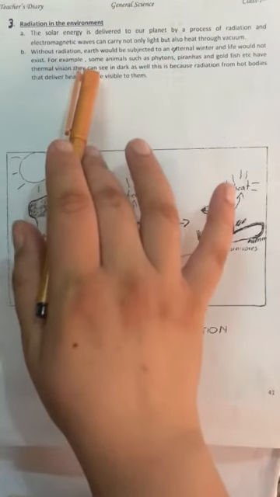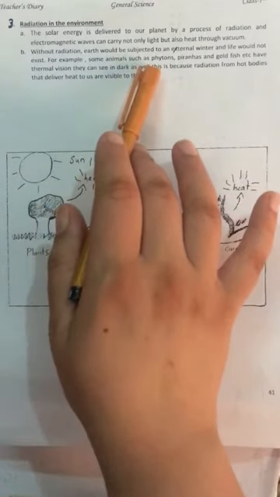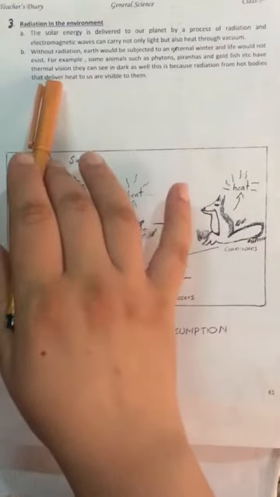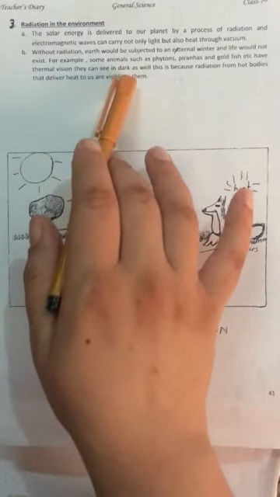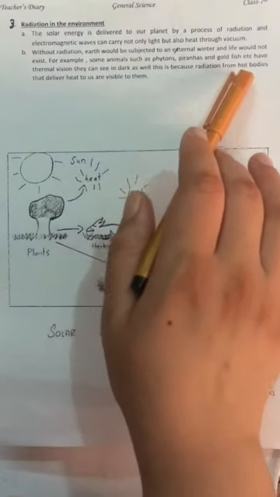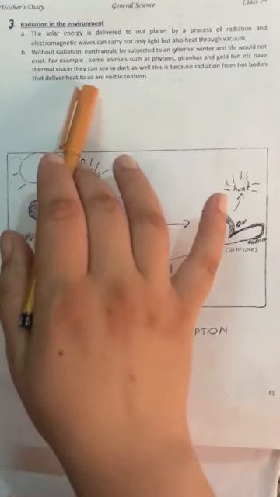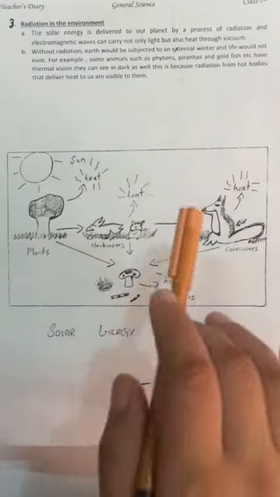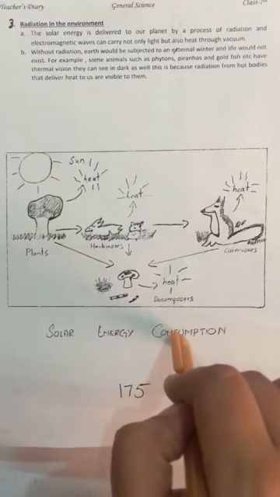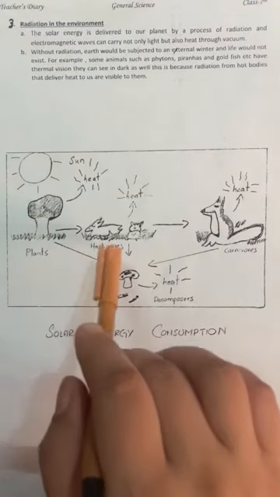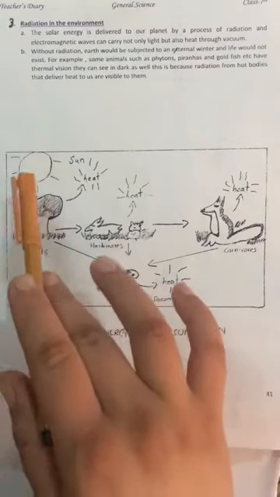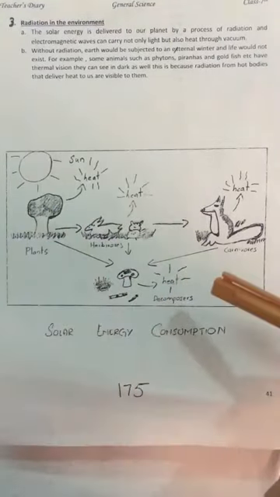For example, some animals such as pythons, piranhas, and goldfish, etc., have thermal vision. They can see in the dark as well. This is because radiation from hot bodies that deliver heat to us is visible to them. Now draw the diagram of solar energy consumption, in which you have to show the plant, herbivores, carnivores, decomposers, sun, and label the diagram.